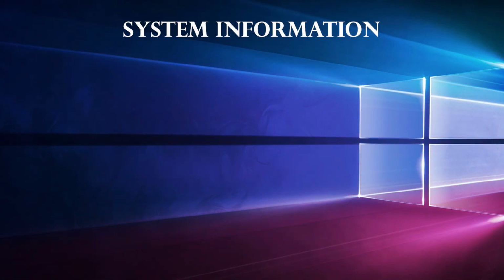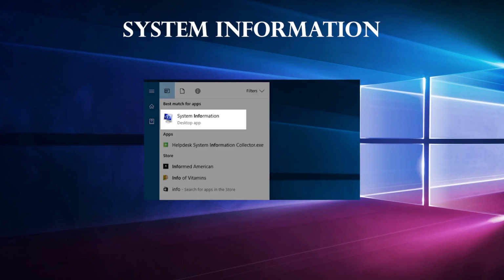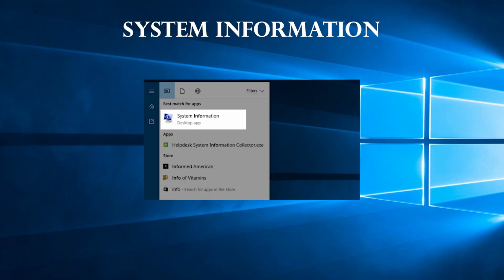System Information. This tool is a built-in utility in Windows that provides detailed information about your computer's software and hardware. This information can be useful for troubleshooting issues, diagnosing problems, and verifying system configuration.